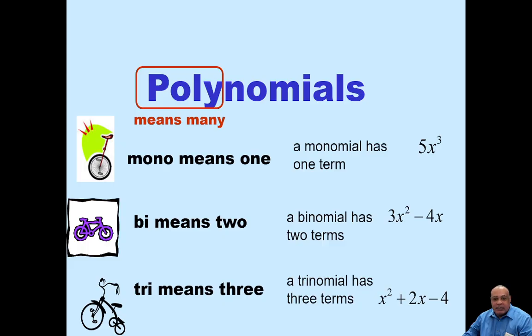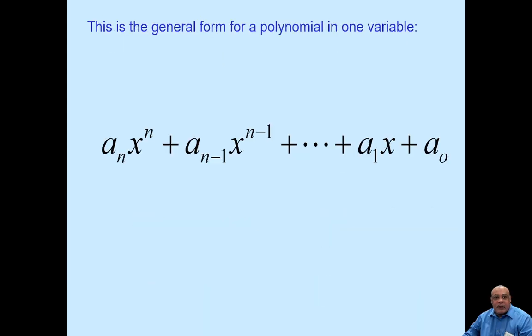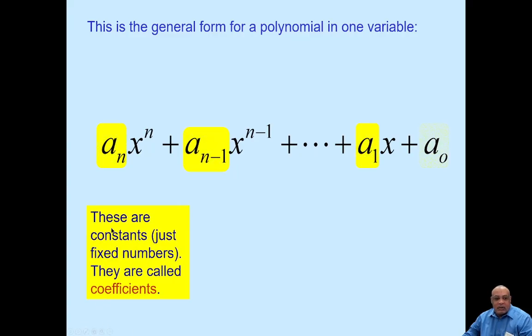Poly means many terms. Monomials, binomials, and trinomials are all included as polynomials, as well as any other number of terms. This is the general form for a polynomial in one variable. These are the constants here, just fixed numbers. They are called coefficients.